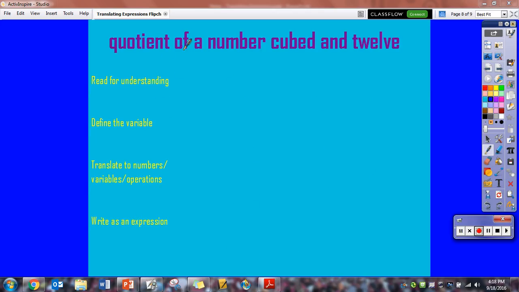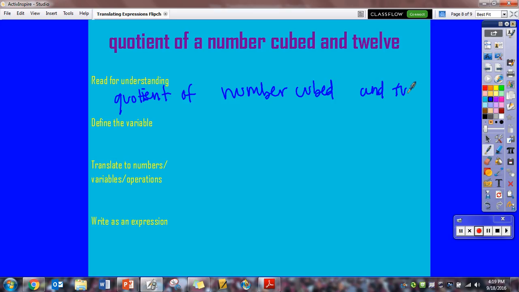Alright, next one. Quotient of a number cubed and 12. So I've got quotient of a number cubed, and then I have 12. So, the only variable that I need to define would be the number. And I'm going to translate.